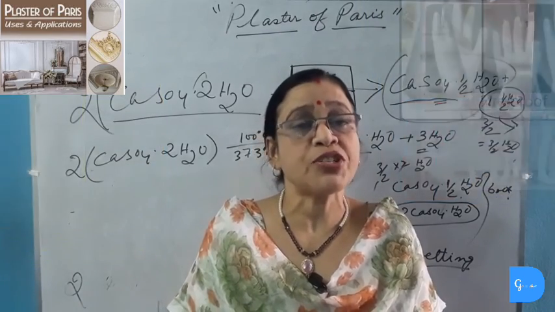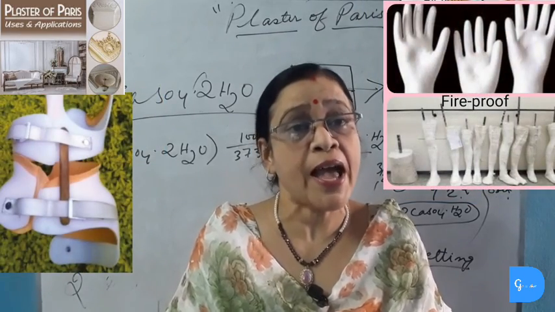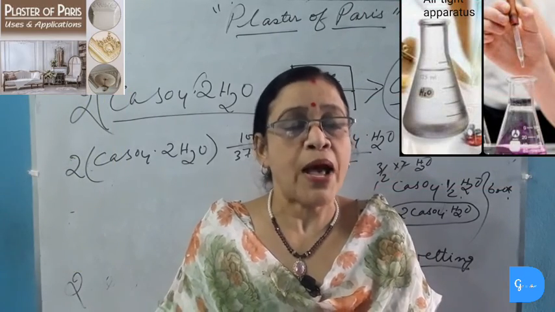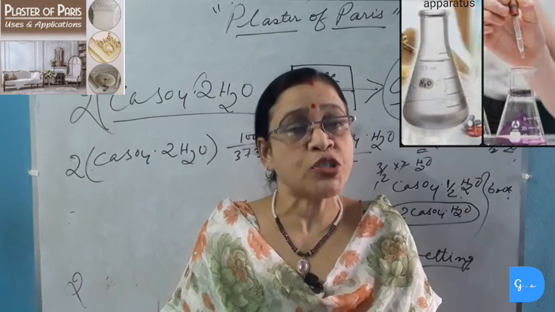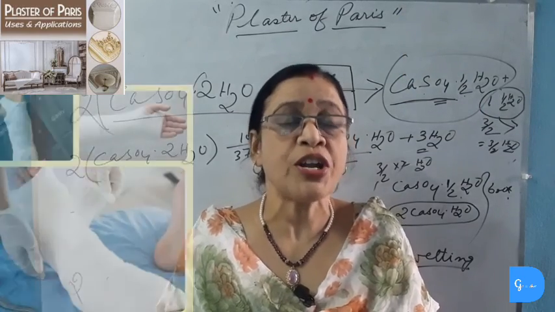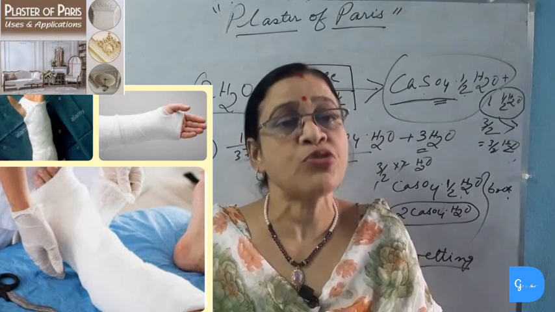Plaster of Paris is used in chemical laboratories in sealing air gaps in apparatus where airtight arrangement is required. Plaster of Paris is used in hospitals for setting fractured bones in a right position and to ensure healing. It keeps the fractured bone straight.